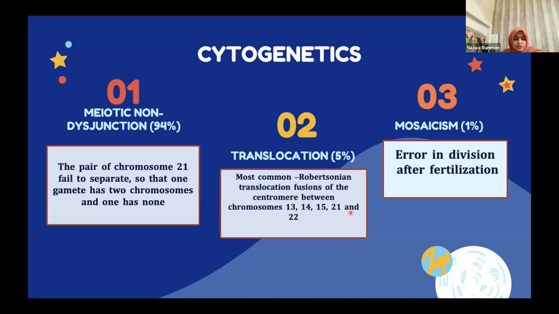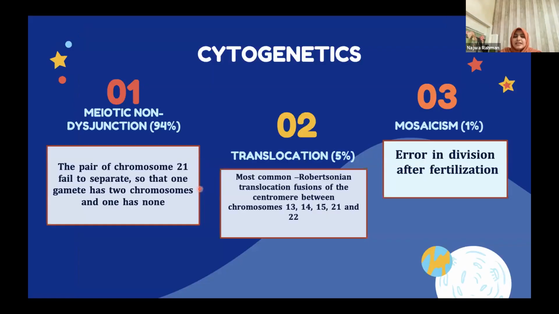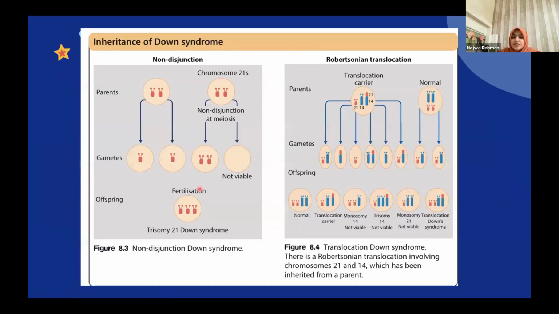Okay, the next one is mosaicism. In mosaicism, some of the cells are normal and some have trisomy 21. This usually arises after the formation of the chromosomally normal zygote, and usually for mosaicism, the errors occur after fertilization. This picture helps you visualize the explanation that I've told just now.